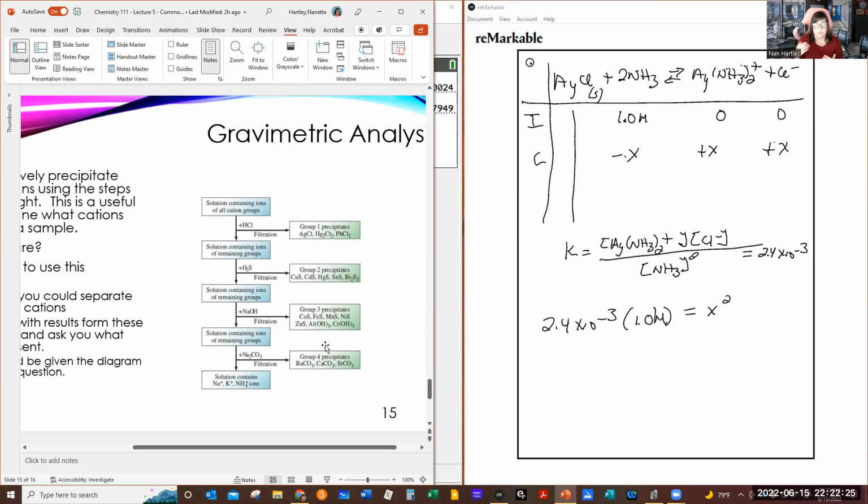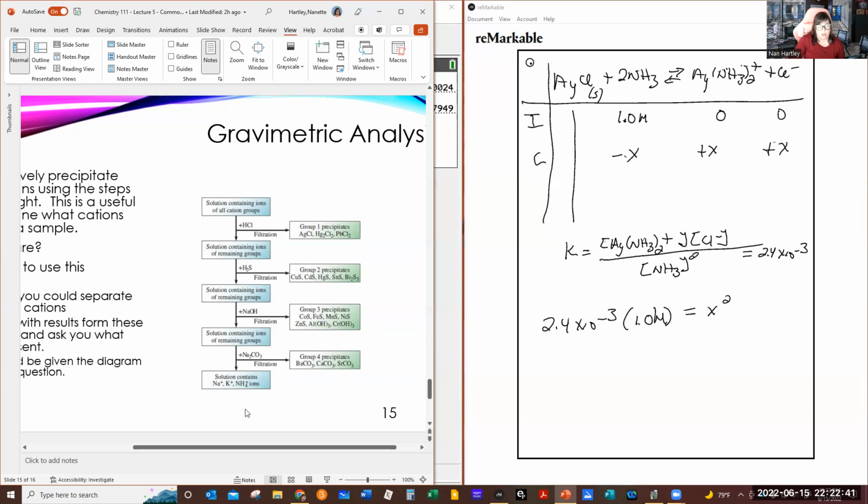the 10 to the whatever, is more than 3 orders of magnitude, then you can use that as a way to separate the two, because one will precipitate before the other one. You can filter that, collect it, and then you'll have the other one that you can then deal with later. All right, so that's how we talk about that.